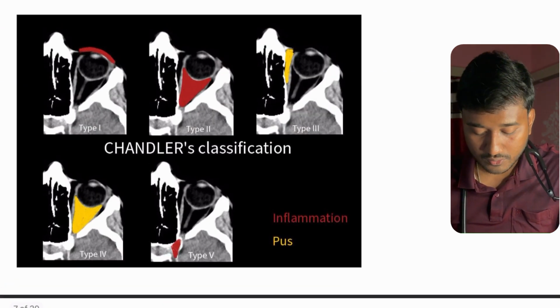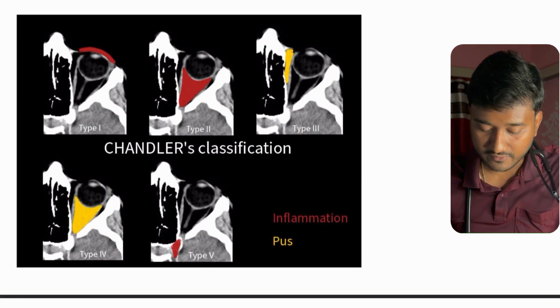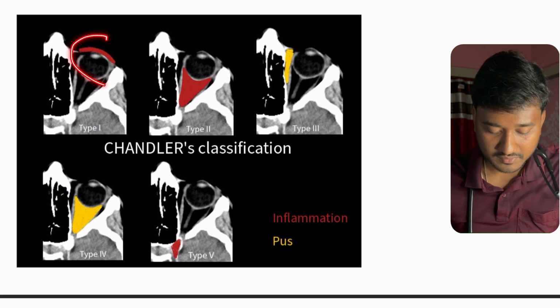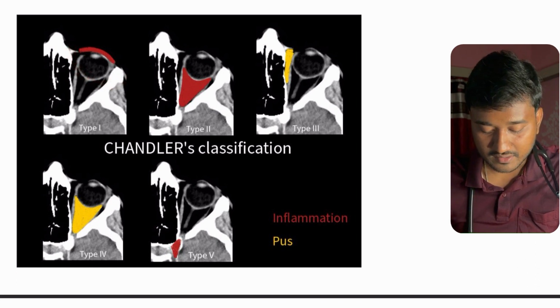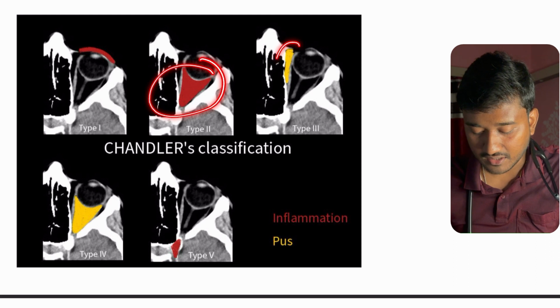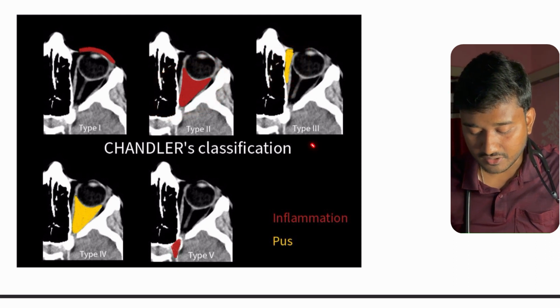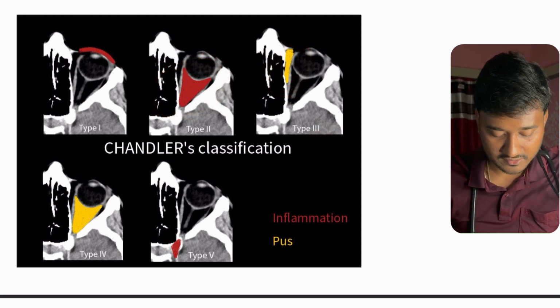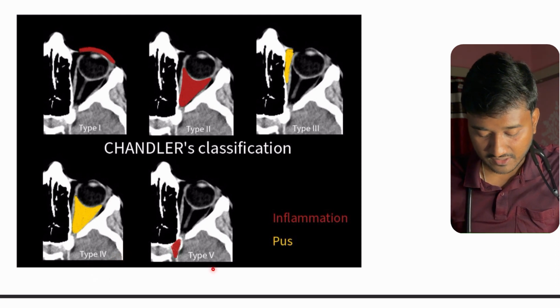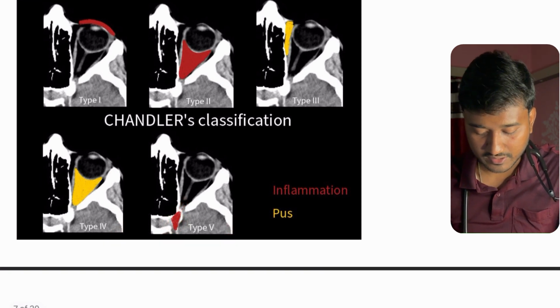This is a CT scan, you can see what we can find here. This is type 1 or group 1, this is group 2, this is preseptal edema, that is type 3 or group 3 in the Chandler classification. This is type 4, and this is type 5, which is going inside. Okay.